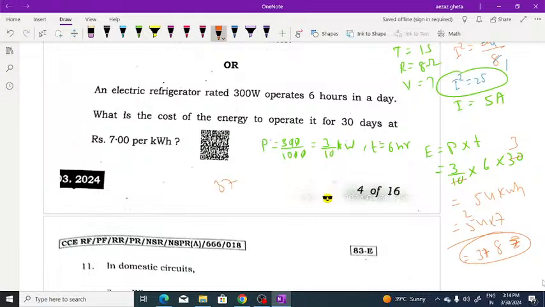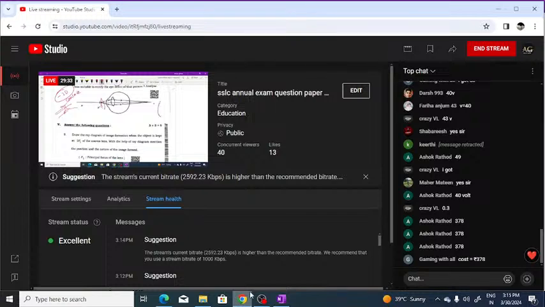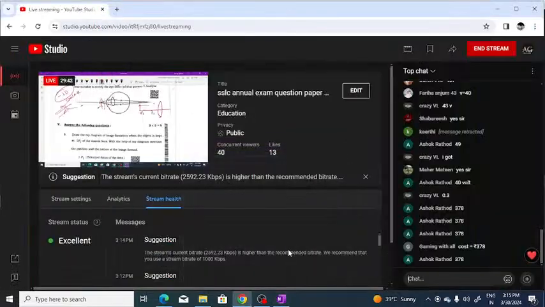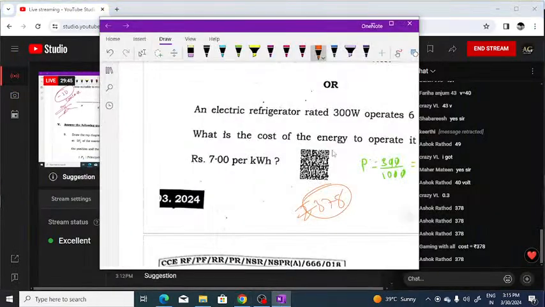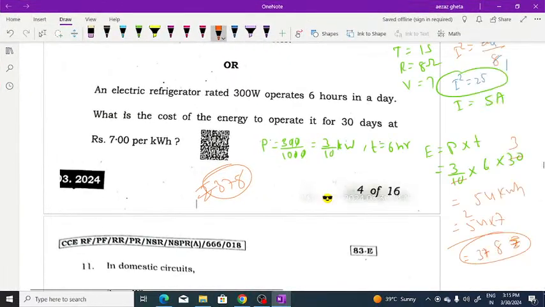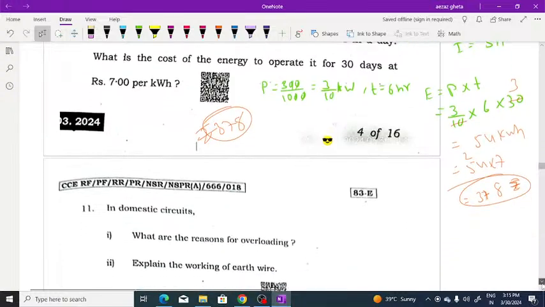This 378, rupees 378. How many students got 378? Very good. 378 is a good answer. Many students got 378. Darshan, 40 volt, that was right. Very good, Darshan. Good to see you got it right. Ashok Rathod also got that. Very good. So happy, Ashok Rathod.